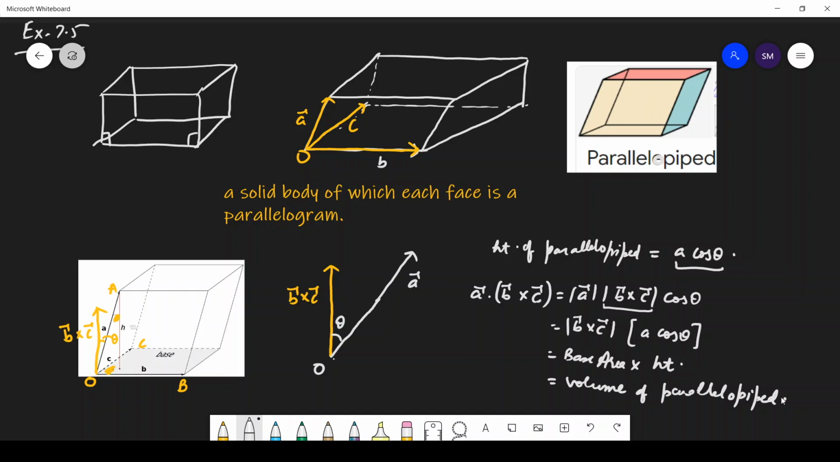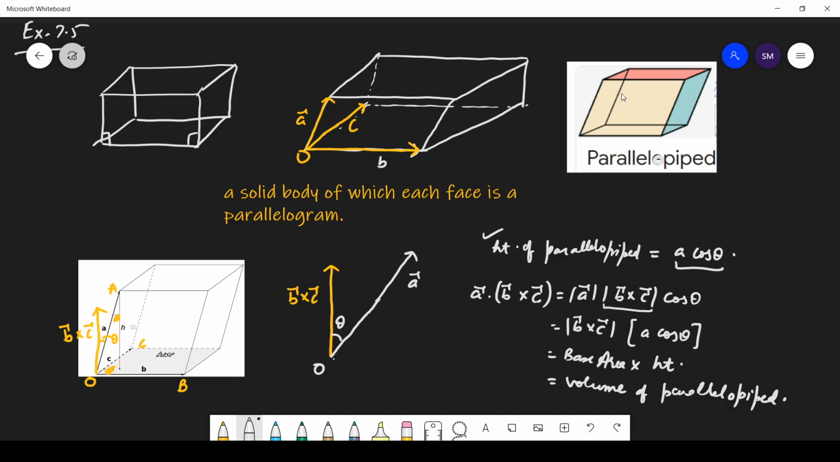Sir, the height you have taken of the parallelepiped is A cos theta, but theta is the angle between B cross C and the A vector. See, in physics, in science, you need some imagination also, because when we are dealing with 3D figures, it's very difficult to draw them, so you need somewhat of imagination. Okay, let us discuss how this height is A cos theta.